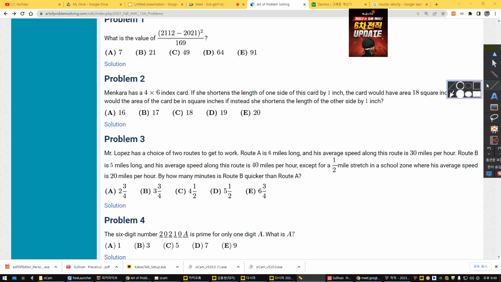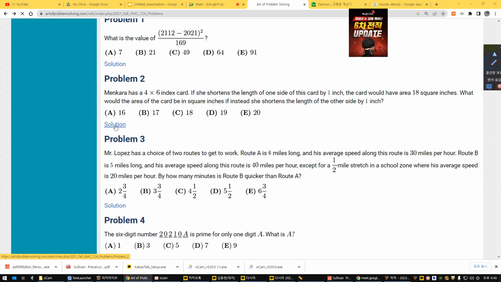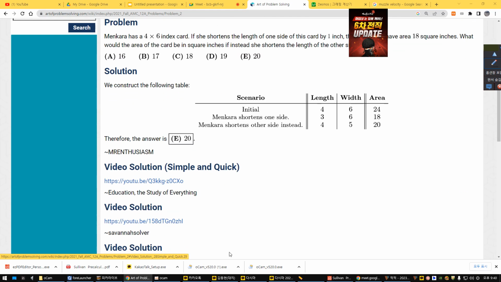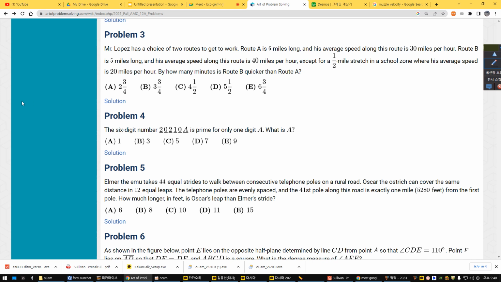So in number two, so this makes 80. So this makes E. Yep. Number three. Now it gets a little, it needs a little calculation.